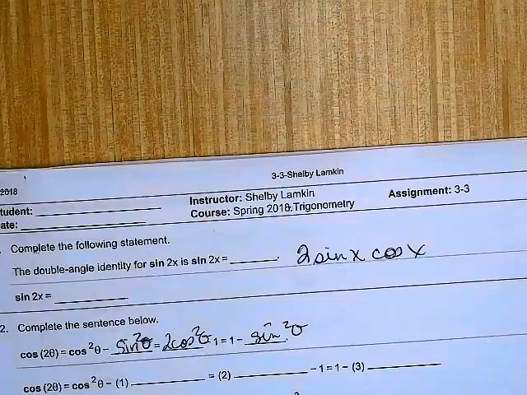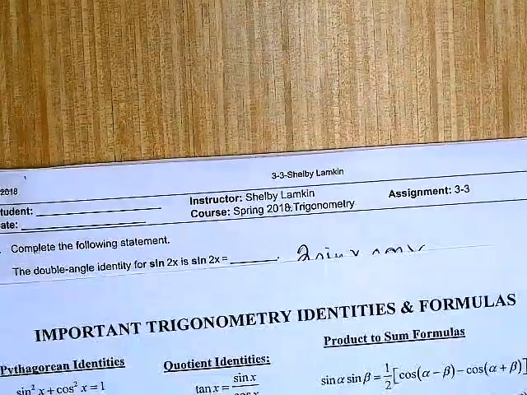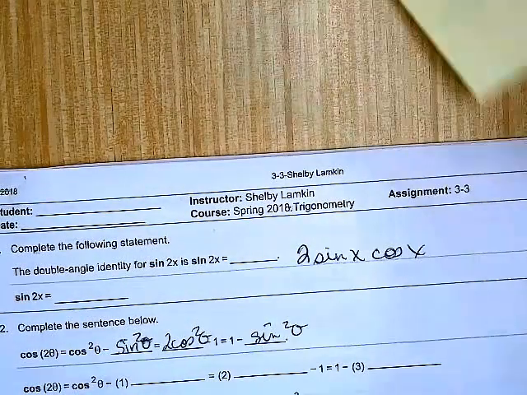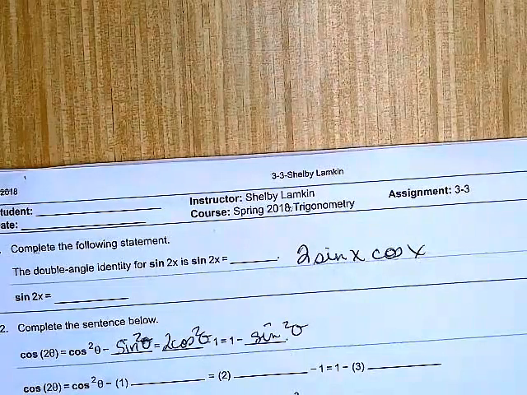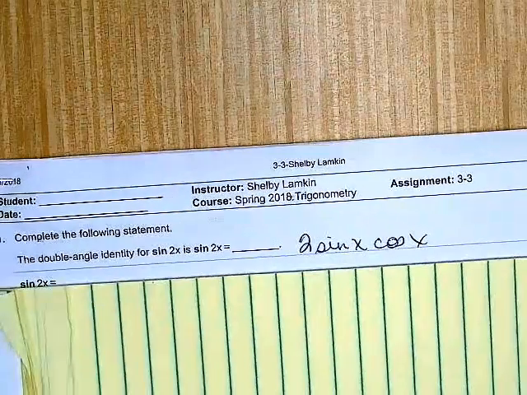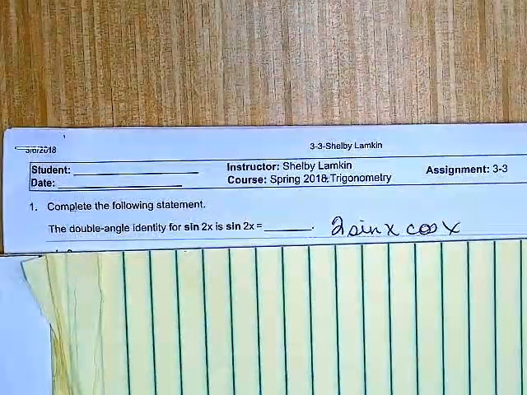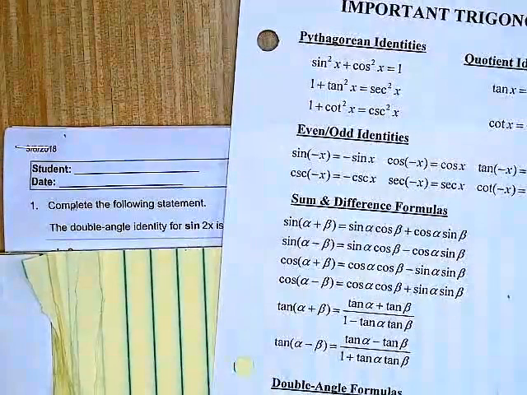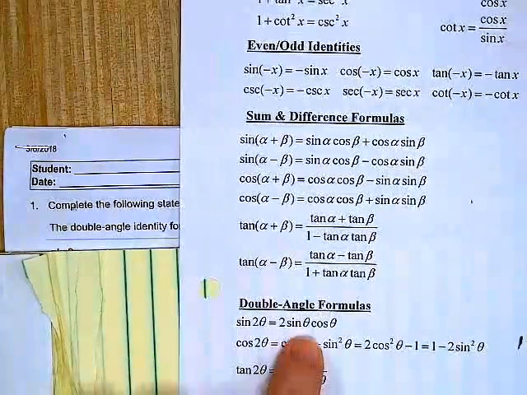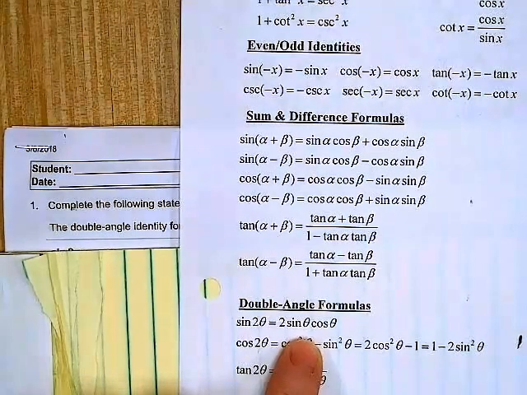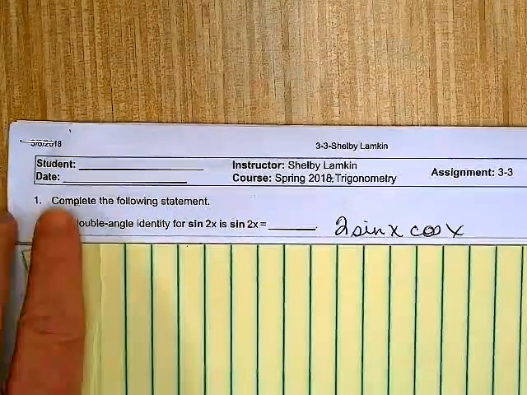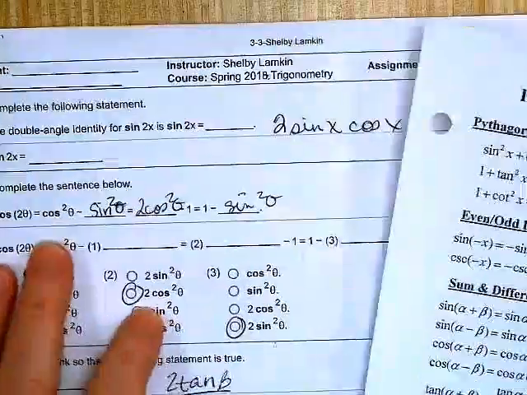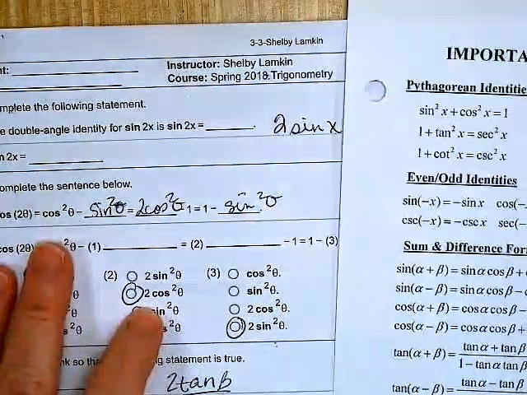First question says, complete the following. The double angle identity for sine 2x is sine 2x equals. What they want you to do is go to this sheet, go to the double angle formulas, and copy that down or apply that here. We're not using theta, I think we're using x this time. And that's your answer.